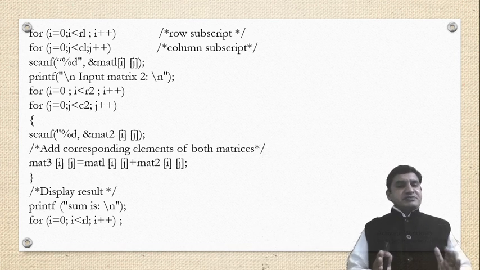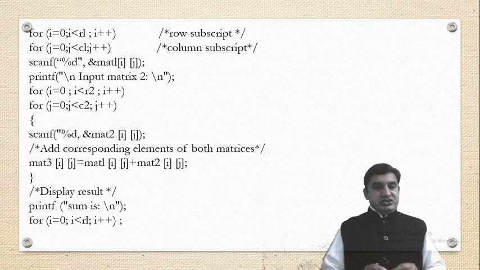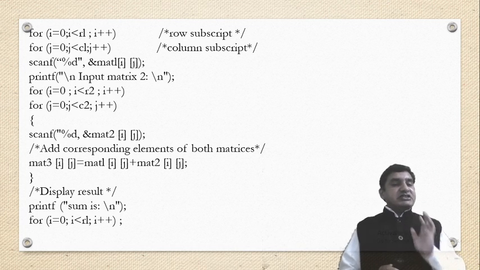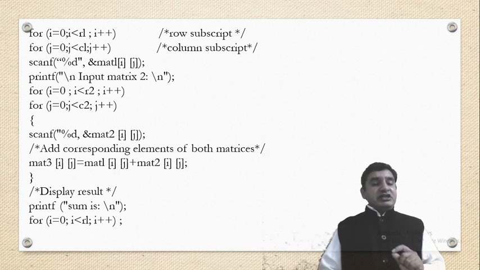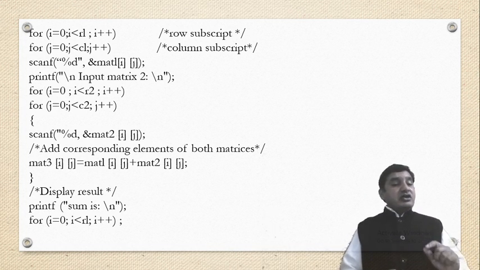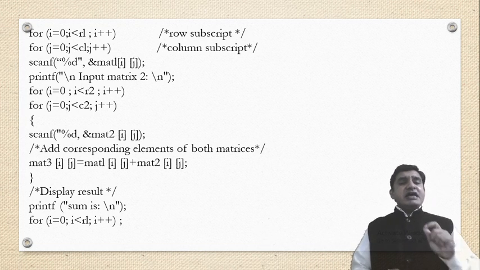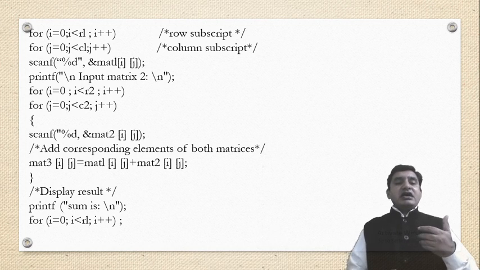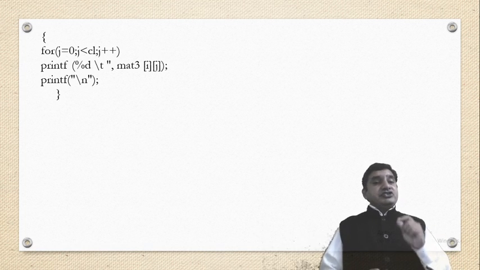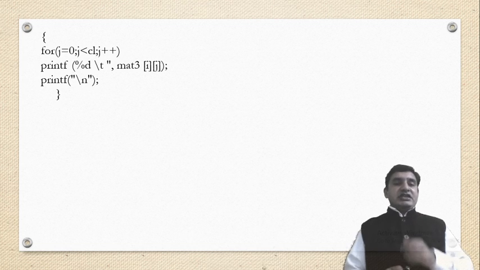Now we have to display matrix 3 on the screen. For that we use the printf function, that is the output function. "Sum is", this message is displayed on the screen. Then for i is equal to 0 as initialization, i is less than r1 and i is incremented. Now for j is equal to 0, j is less than c1 and j is incremented.